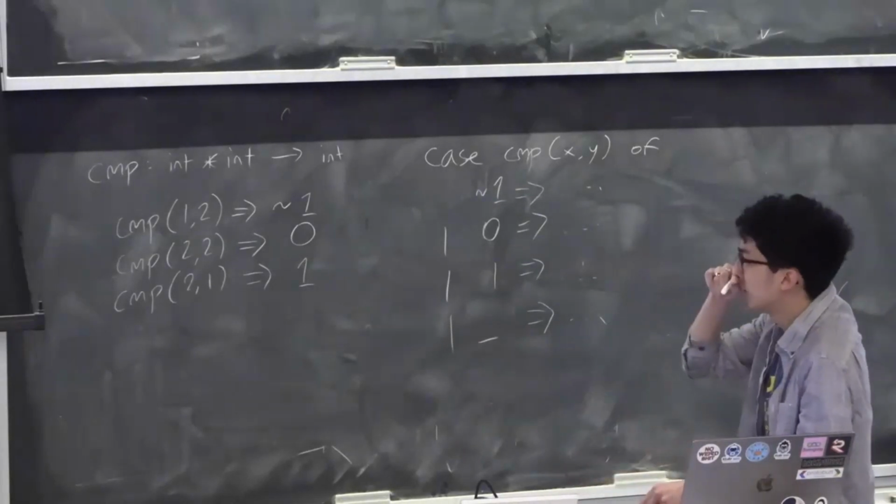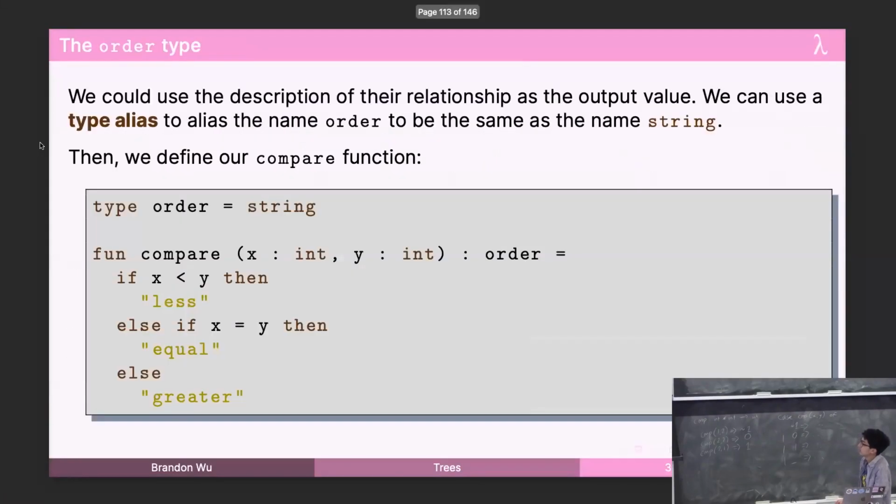So let's suppose that we use what's called a type alias. I'm going to write it here. So type order equals string. This is called a type alias. I'm saying that the type order is a new type that is literally just the type string by a different name. So our first cut for the type order will be string. Our comparison function will return the string less if it's less, the string equal if it's equal, and the string greater if it's greater. That's our first cut.